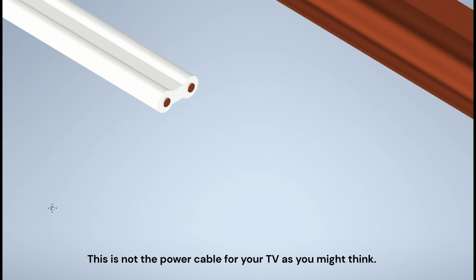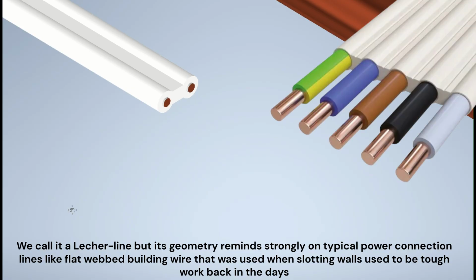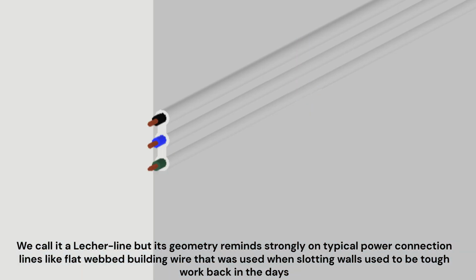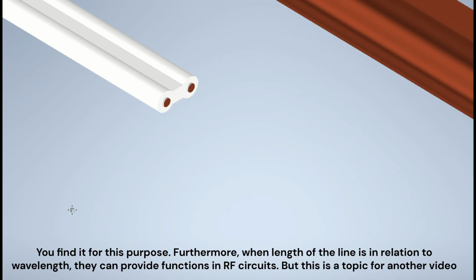This is not the power cable for your TV as you may think. We call it a Lecher line, but its geometry strongly reminds of typical power connection lines like flat web building wire that was used when slotting walls used to be tough work back in the day. Anyways, Lecher lines are simply two basic lines of copper and are able to transmit power and RF signals at once. You find it for this purpose. Furthermore, when the length of this line is in relation to the wavelength, they can provide functions in RF circuits, but this is a topic for another video.